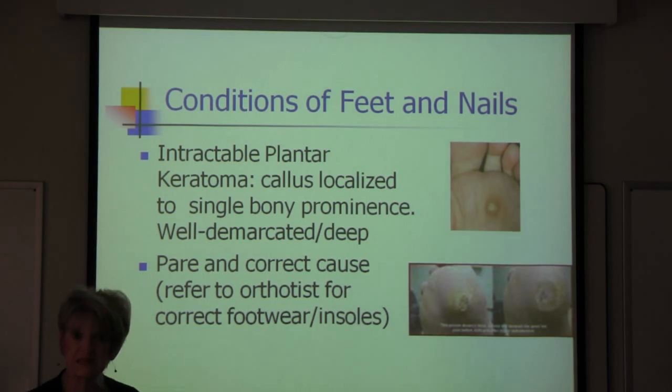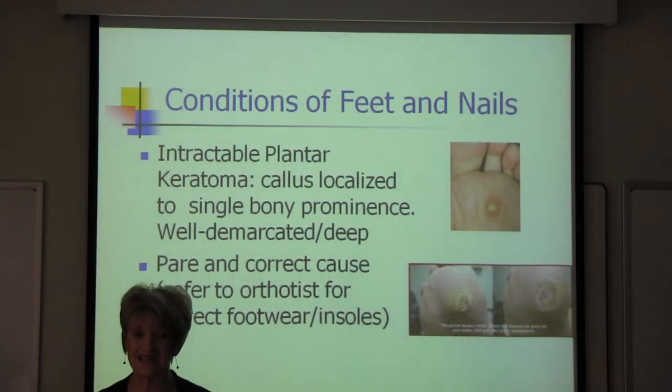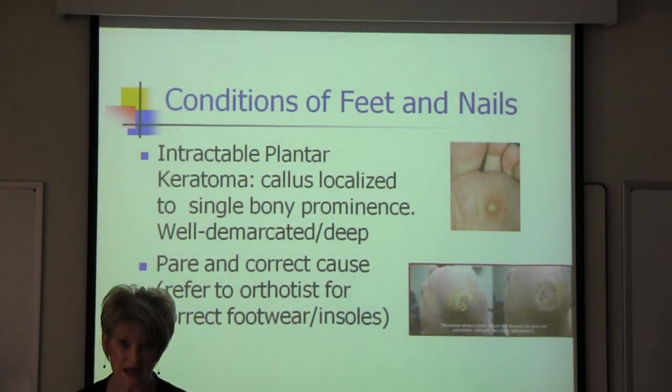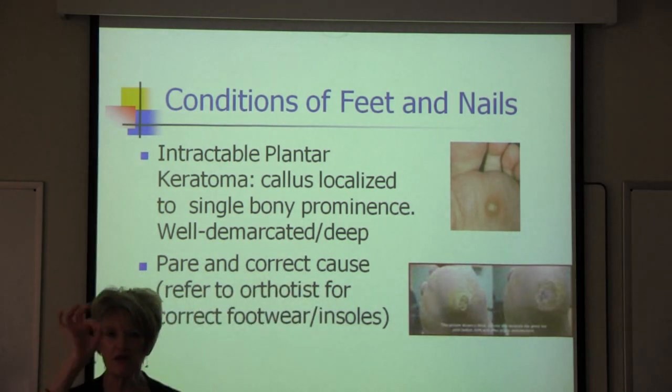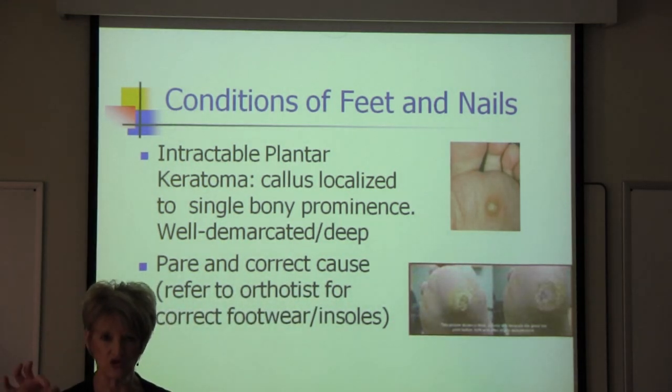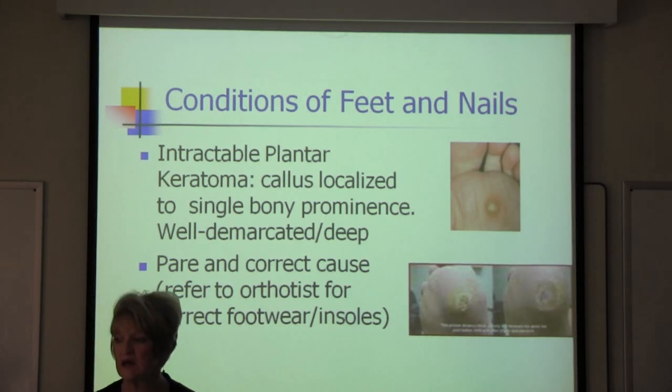There's a specific type of callus known as an IPK, intractable plantar keratoma. And you can see these here, and I know you've seen these. They're very well demarcated, well circumscribed calluses. And they match an underlying bony prominence. So you can feel them, and then you can palpate, and there's an underlying bony prominence.